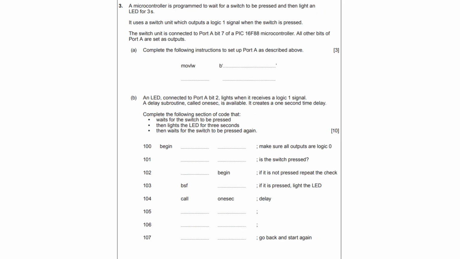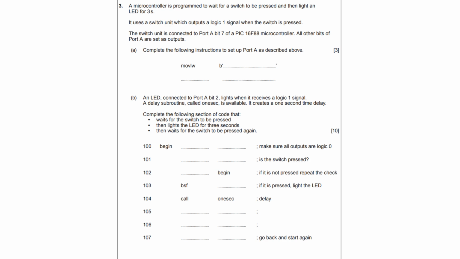Okay, a microcontroller is programmed to wait for a switch to be pressed and then light an LED for 3 seconds. It uses a switch unit which outputs a logic 1 when the switch is pressed. We're using the old 16F88 and we're using bit 7 on port A. All other bits are set as outputs. This is quite an annoying question because we normally say there's only 5 bits on port A, but there you go. They're using bit 7, but it should be okay. So how do we do it?